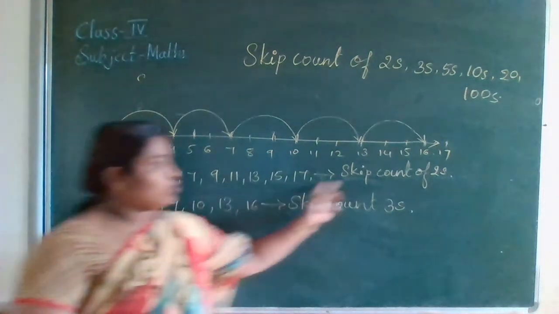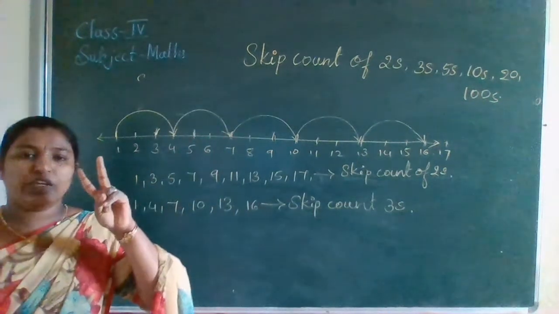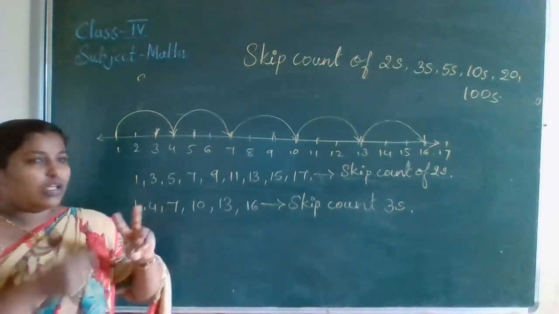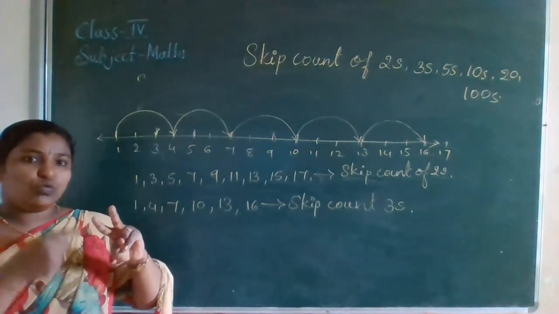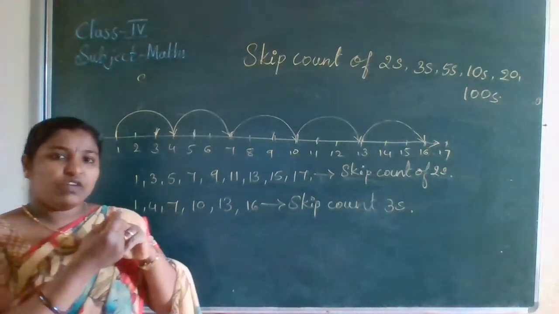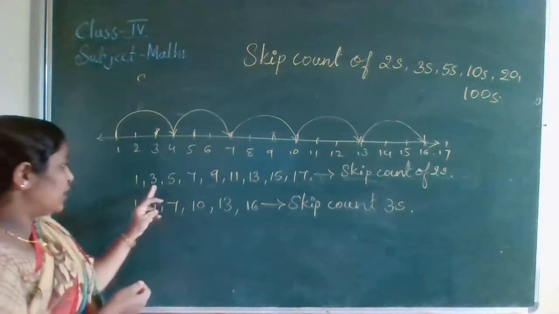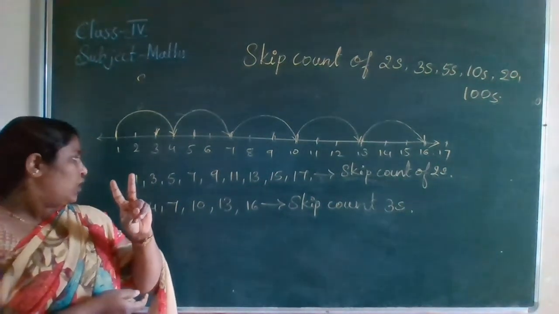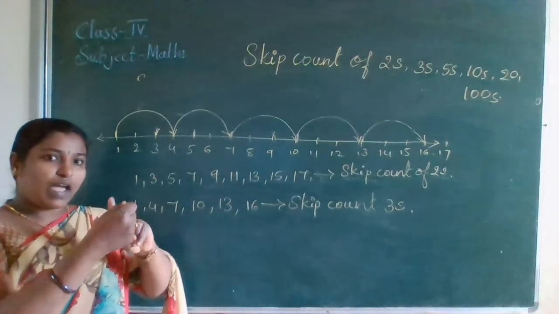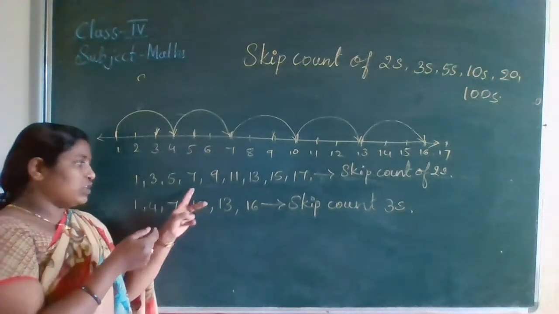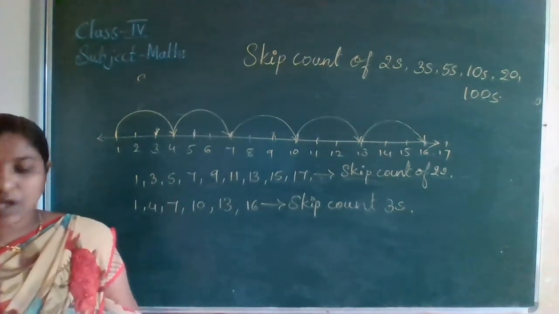For skip count twos, you should hold 2 fingers. Now see 1, 3. 1 leave, count 2. 1 leave, 2, 3. So what has come on the second finger? 3 has come, so write 3. Next 3 leave, 2 fingers you should hold. 3 leave, 4, 5. So 5 is here. Then 6, 7. So 7 is the answer. This is skip count 2s.